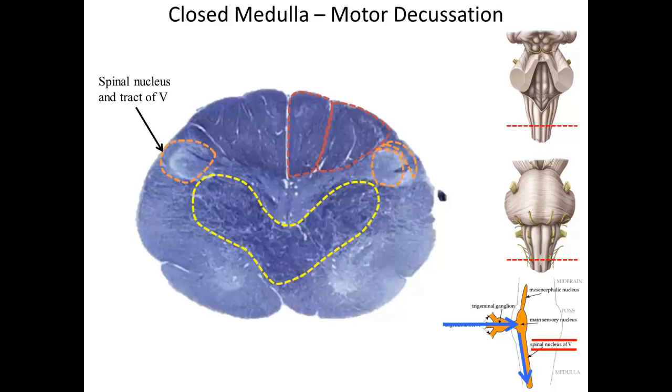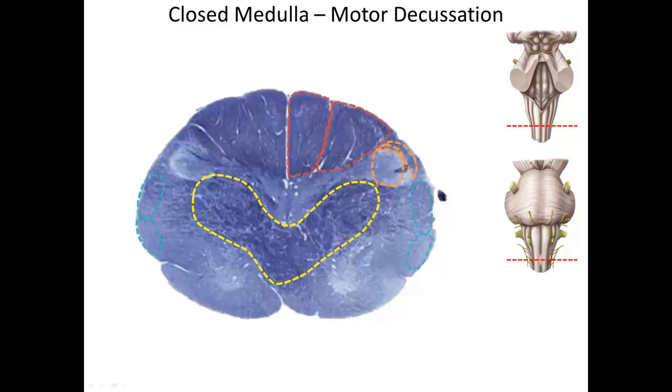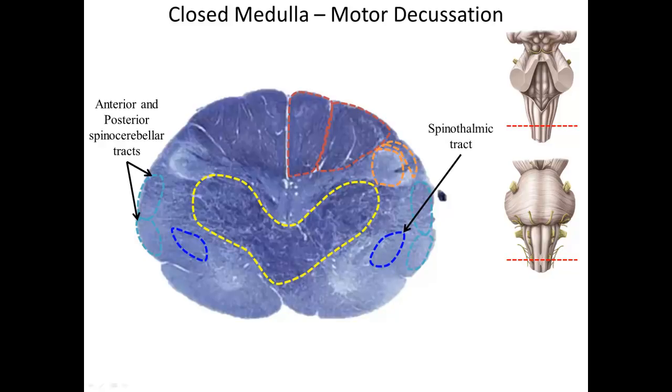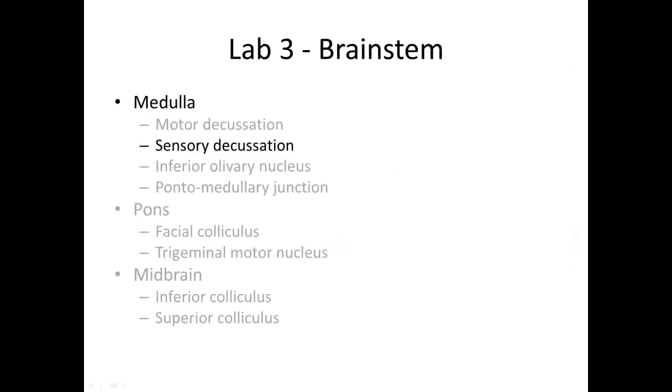the lighter staining nucleus. Moving anterior-lateral to the spinal trigeminal nuclei and tracts are the spinocerebellar tracts, responsible for carrying proprioceptive information from the extremities and ascending to the cerebellum. Medial to the anterior spinocerebellar tracts are the spinothalamic tracts, carrying pain, temperature, and crude touch from the contralateral body. In our second section, we'll look at the sensory decussation in the medulla.